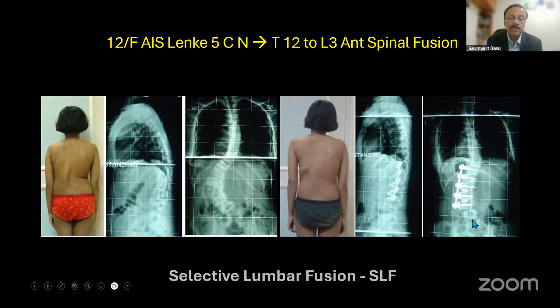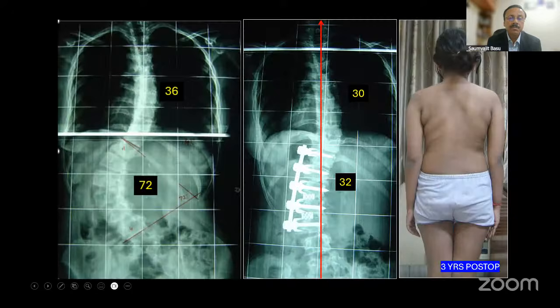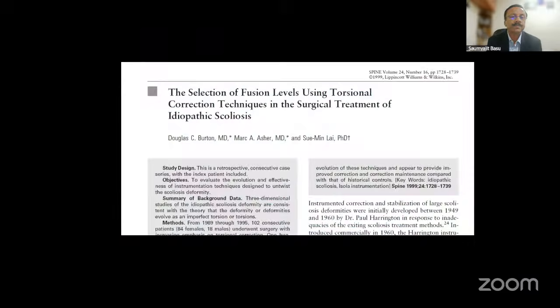Post-operatively, it looked as if this would add on, and the parents were not quite happy. But at 3 years follow-up, the patient as well as the parents were extremely happy, because she was extremely well balanced and cosmetically pleasing. So it is not only about curve correction, it is also about curve balancing, which steals the show.